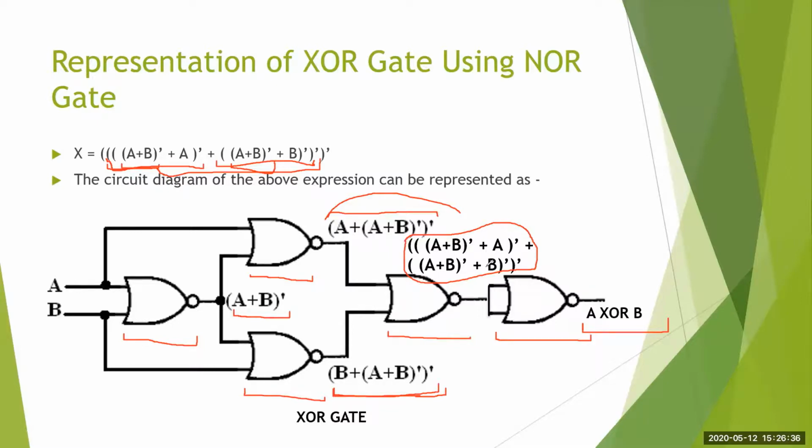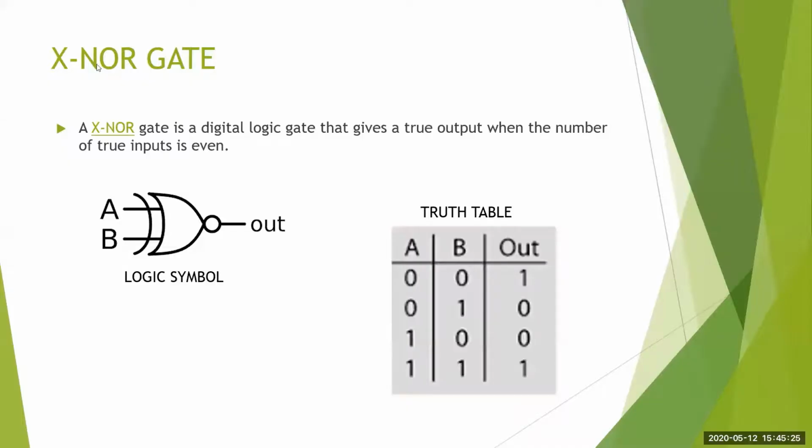Moving on to the next slide, talking about the introduction of the XNOR gate, we can say that the XNOR gate is a digital logic gate that gives a true output when the number of true inputs is even. The logic symbol for the XNOR gate is as shown here, and if we look into the truth table of the XNOR gate, we can see that the output of the XNOR gate is equal to 1 only when the number of true inputs is even.